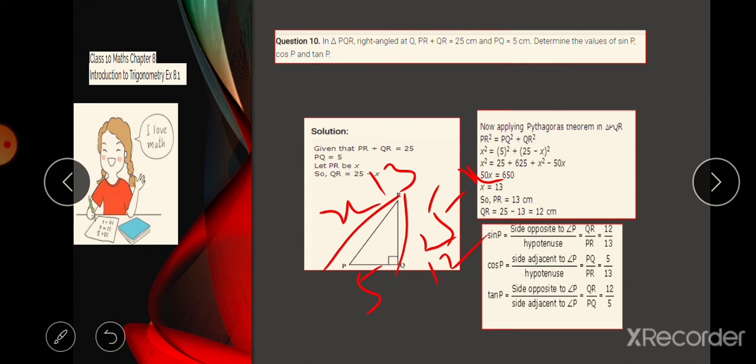Okay. Then find out the sin P. Sin P is 12 by 13. Cos P is 5 by 13. Use the opposite by hypotenuse, adjacent by hypotenuse, opposite by adjacent. You will get all the three ratios.